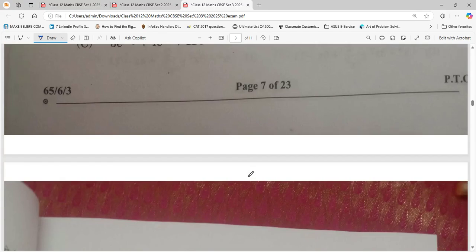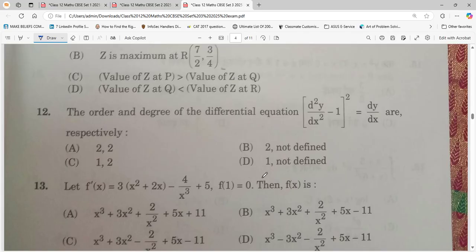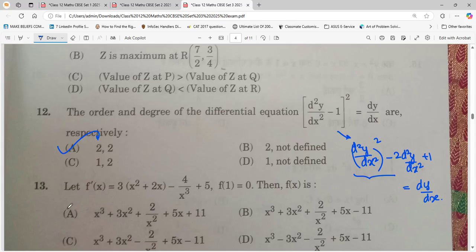Question 10 is already done. Question 11 is also already done. Question 12, the order and degree of the equation. So if you square on both sides, it becomes (d square y by dx square) the whole square minus 2 times of d square y by dx square plus 1, that is equal to dy by dx. So the order is going to be 2 and the degree is also 2. So option A is the correct answer for this question.